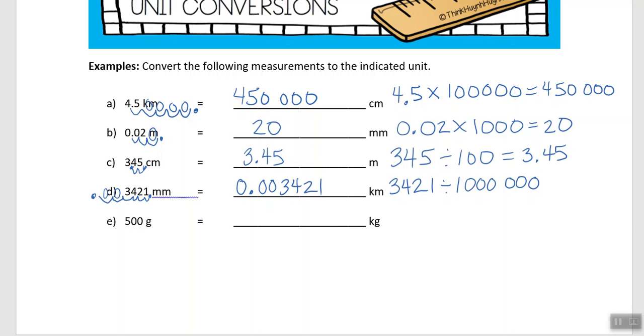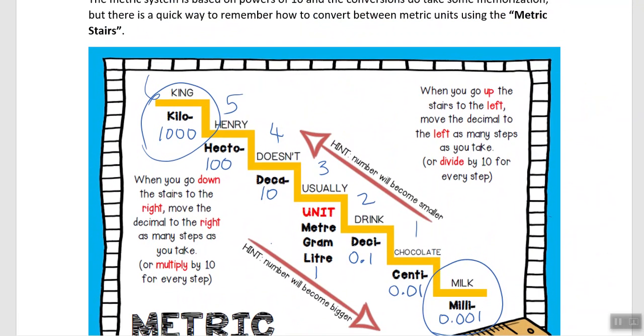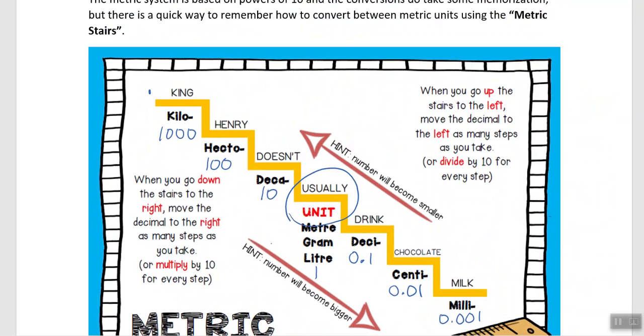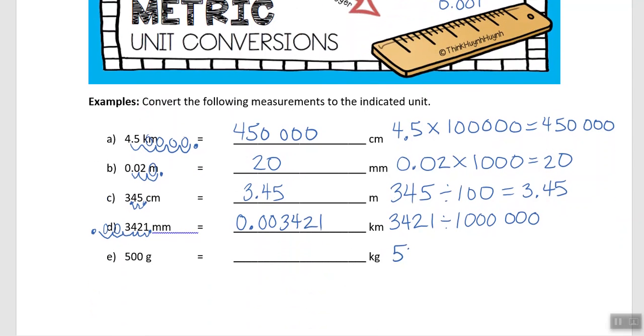The last example we're going to do is look at taking 500 grams and converting it to kilograms. So I'm going to go back up to my staircase. This time I'm starting at my unit and I'm going up to my kilo. So I'm going up 1, 2, 3 steps. So I'm starting with 500 and I'm dividing, because I'm going up, by 1,000 because I'm going up 3 stairs.